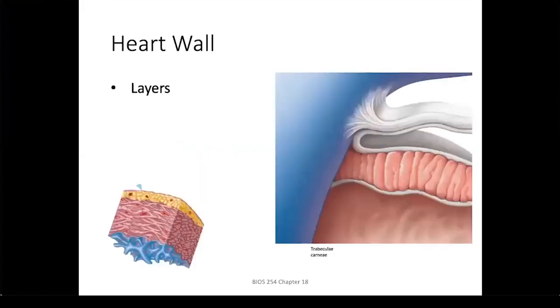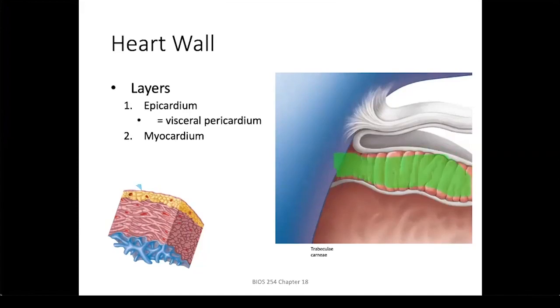The heart wall consists of three layers. The superficial or outer layer is called the epicardium and is highlighted in green. The epicardium is the same as the visceral pericardium when it is clinging to the surface of the heart. The second layer is the myocardium. This is the thickest layer and consists of cardiac muscle cells.